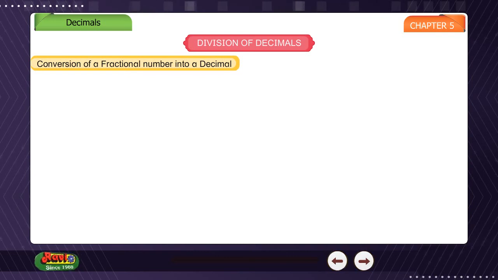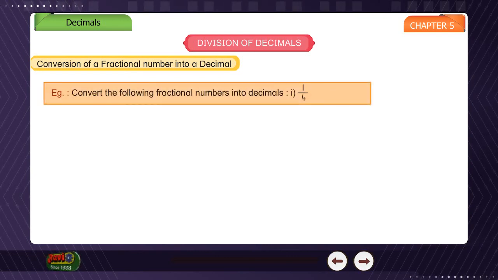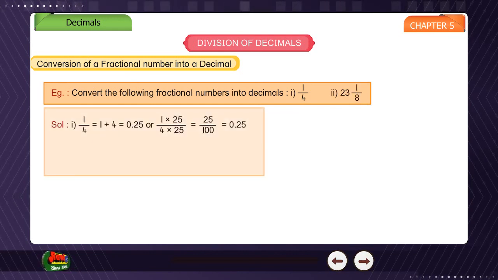Conversion of a fractional number into a decimal. Example, convert the following fractional numbers into decimals. 1. 1 by 4. 2. 23 1 by 8. Solution. 1. 1 by 4 is equal to 1 divided by 4, is equal to 0.25, or 1 into 25 by 4 into 25, is equal to 25 by 100, is equal to 0.25. 2. 23 1 by 8 is equal to 185 by 8, is equal to 185 divided by 8, is equal to 23.125.